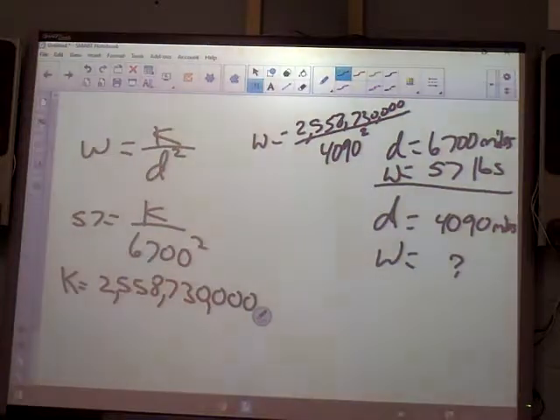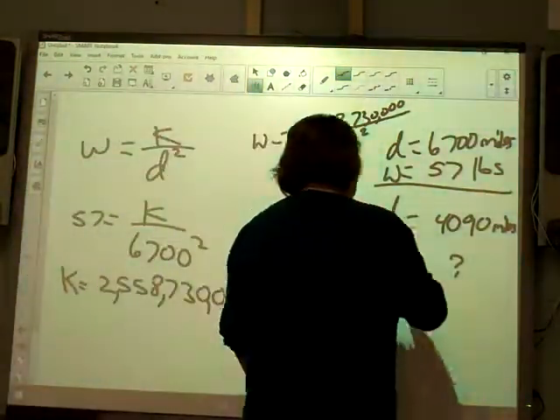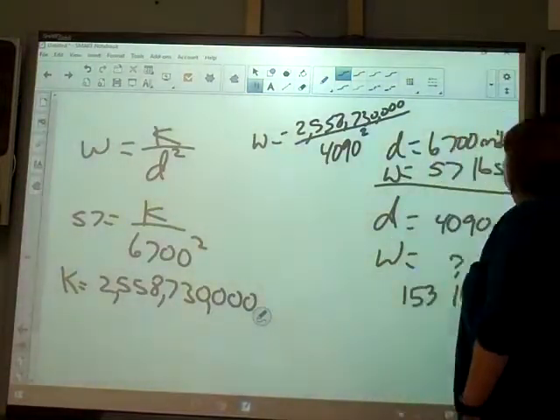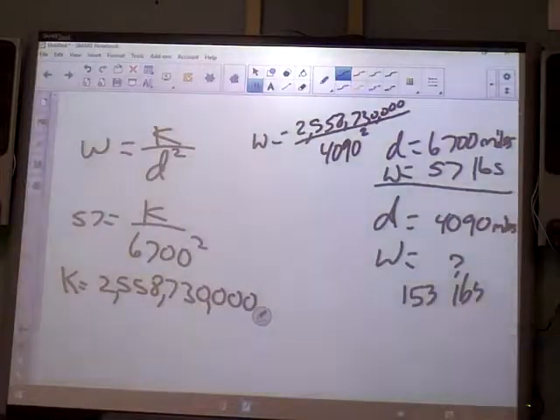You just round it to the nearest whole pound, it'll be all right. 153. So that makes sense with what Keston said. You weigh a lot more the closer you get to the Earth.